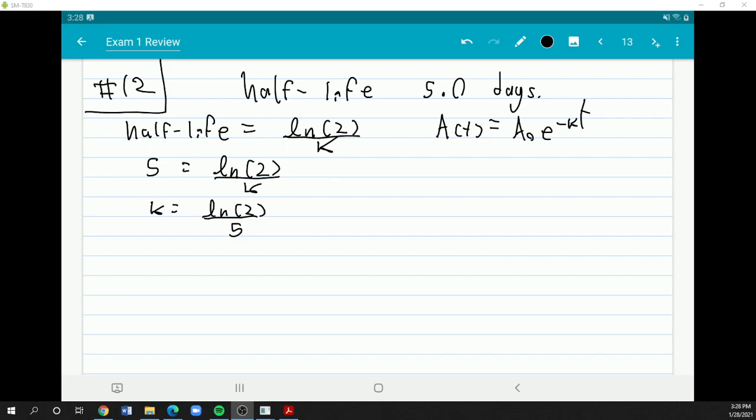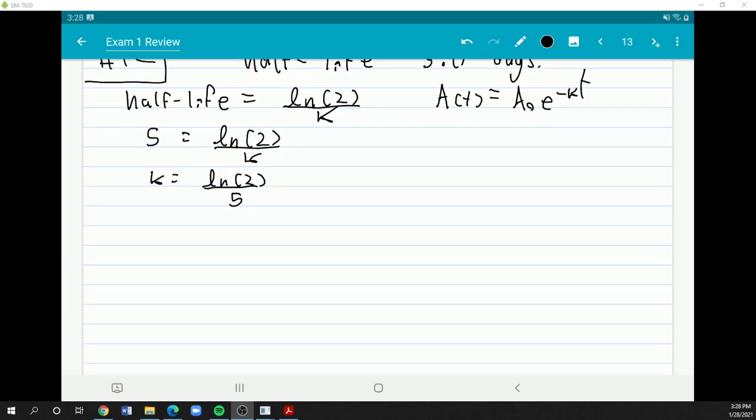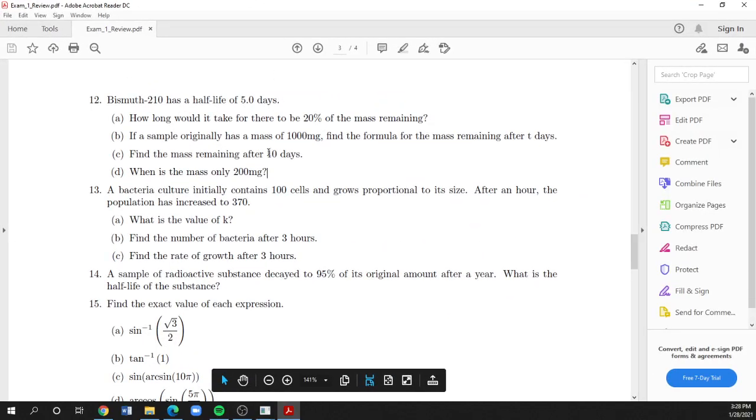Okay, so this is our k. Now we're good to solve the problems because we have k. And if you forget this formula, you can also find it using something similar to what we're going to do in part A. So it's not strictly necessary that you know that formula, it just makes things go quicker.